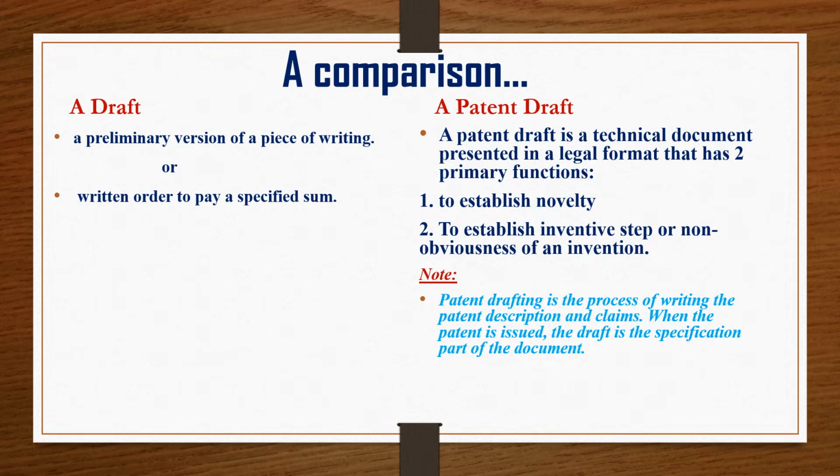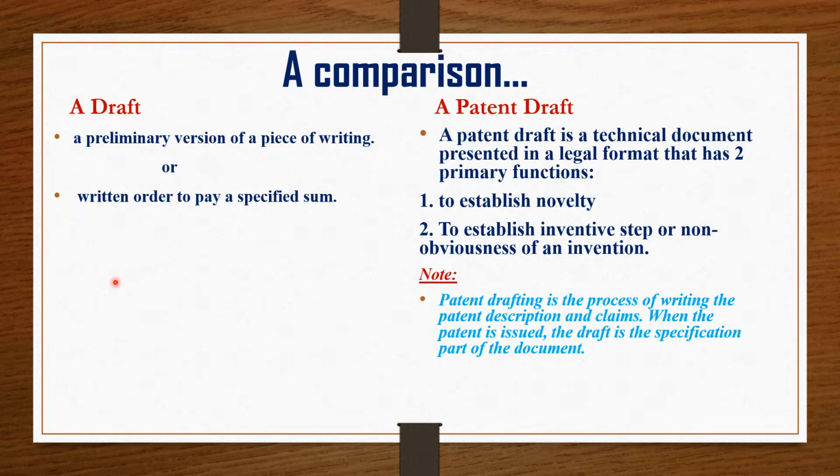Now we will have a comparison, because whenever we ask what a draft is, normally we go to its literal meaning. So first of all, we will go to the literal meaning of a draft. We can say that a draft is a preliminary version of a piece of writing, or a draft is a written order to pay a specified sum. So this is the normal and literal meaning of draft.